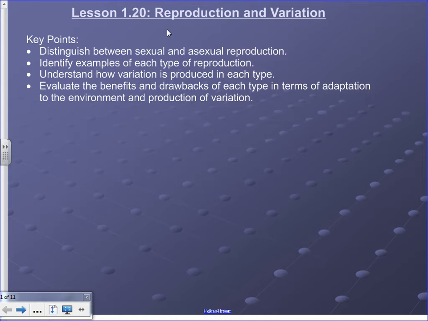All right, so we're going to distinguish between sexual and asexual reproduction. We're going to look at the examples of each type, understand how variation is produced in each type, and look at the benefits and drawbacks of each type in terms of adaptation to the environment and the production of variation.